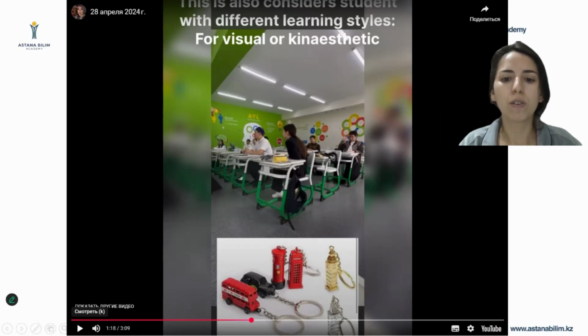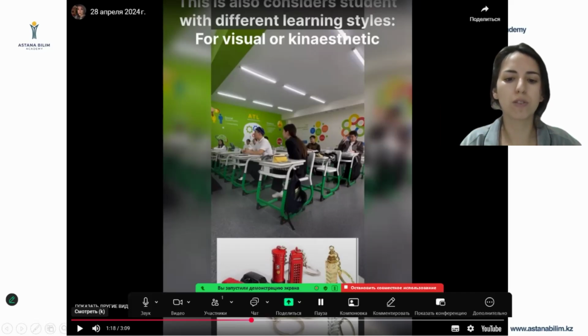For visual and kinesthetic learners, it's useful. But of course, you can use pictures or text, sometimes audio, so you should use different sources.